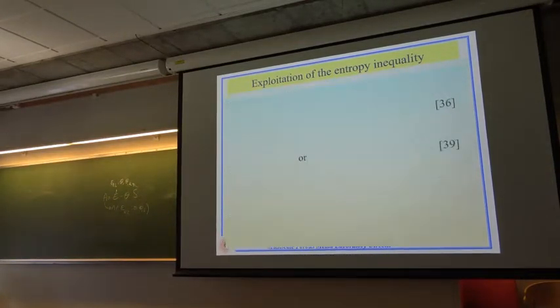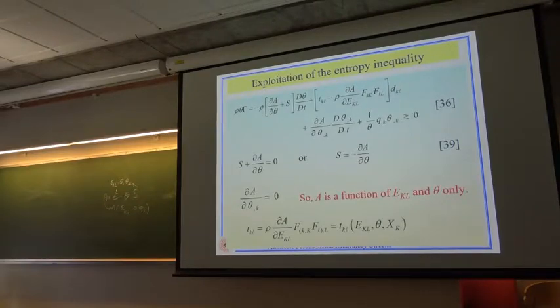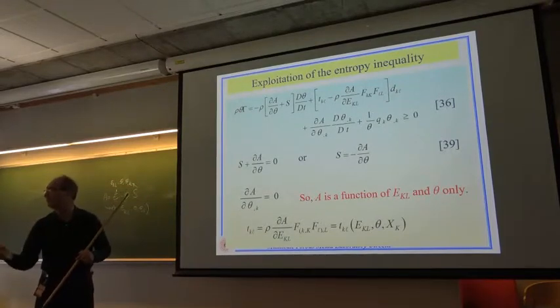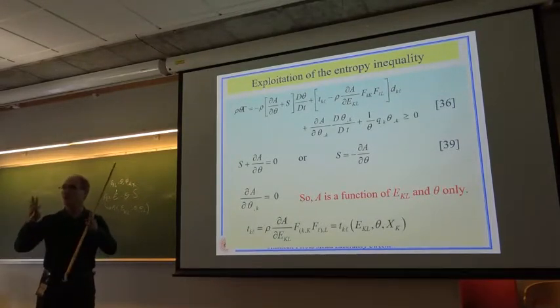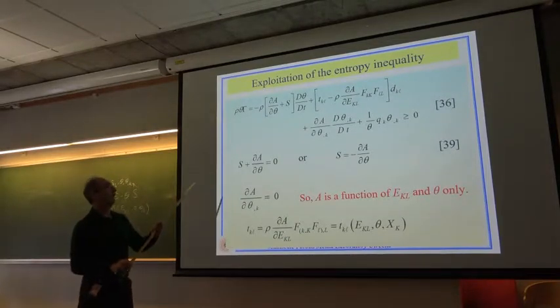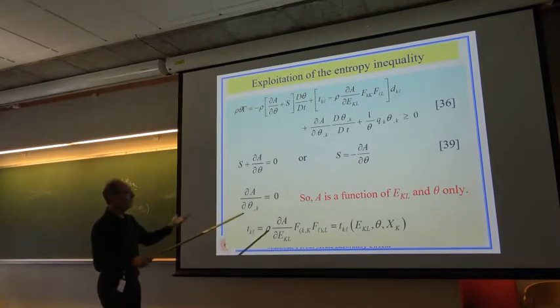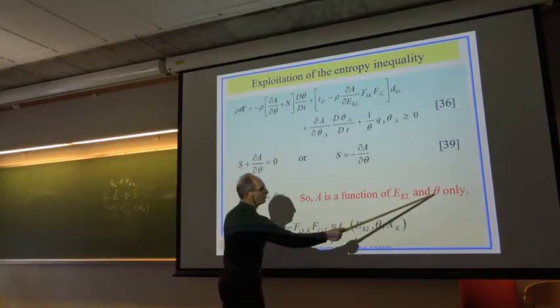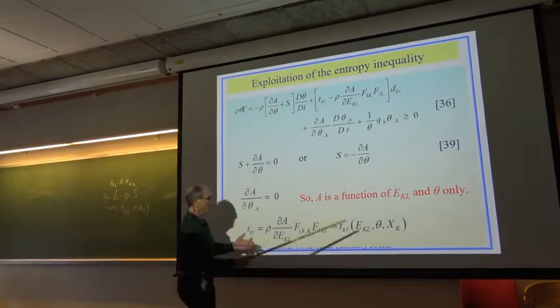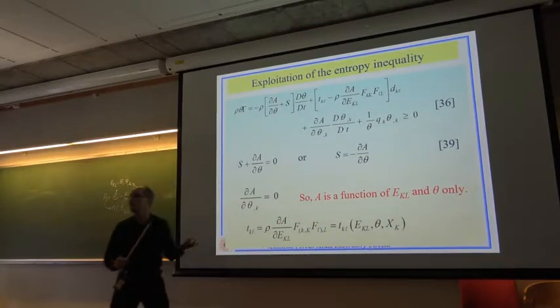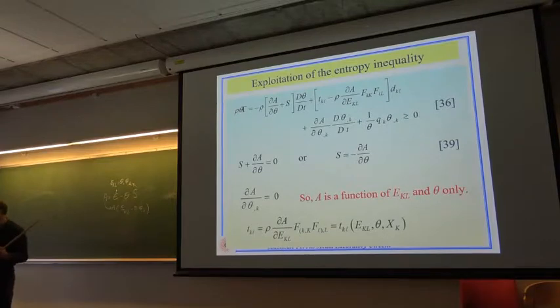Okay, so I am almost done with what I call the exploitation of the entropy inequality. I started with some general constitutive equations for A, S, T, and Q, and I came to the result that A must be a function of this, S must be related to that, the stress tensor must be related to this, but these are still general dependencies. It's not specific enough to solve problems. We have to have specific relationships.